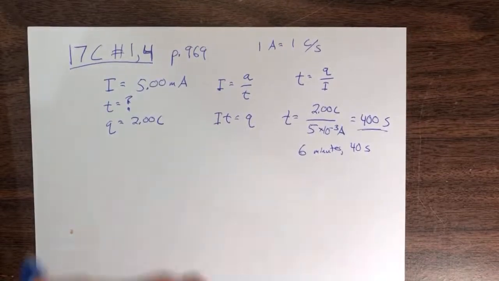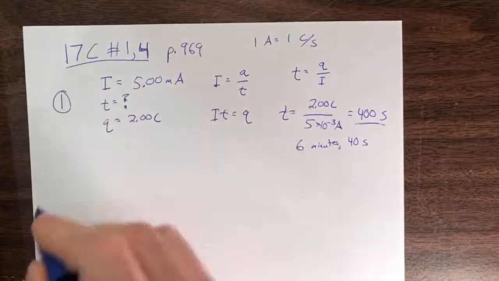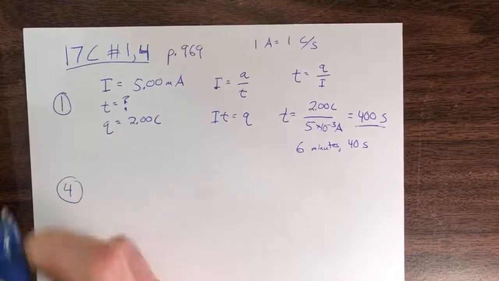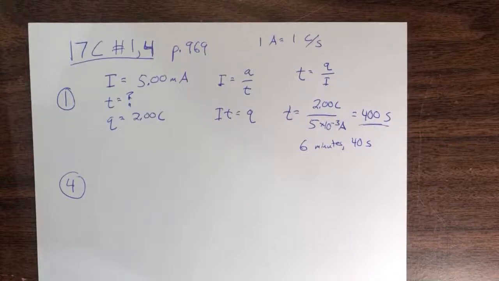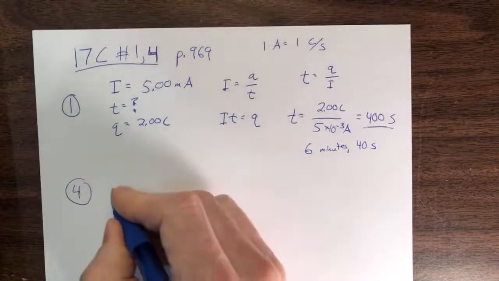Number 4 has to do with a compressor on an air conditioner that draws 40 amps. So 40 amps, that's going to be our current.